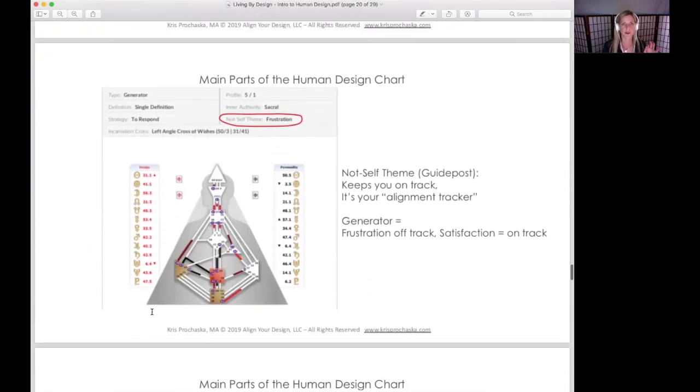Let me just go to the not self theme. In business terminology, we call this the guidepost, and this is really what keeps you on track. It's sort of your quote unquote alignment tracker. That's what I call it. And for the generator types, frustration means we're off track. Now I want you to get this for a second.